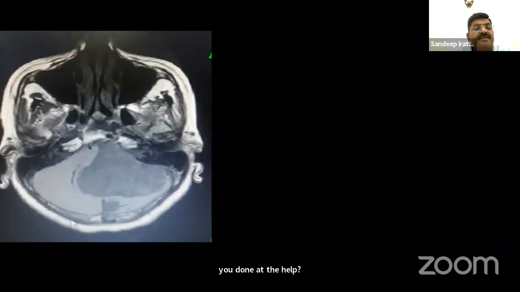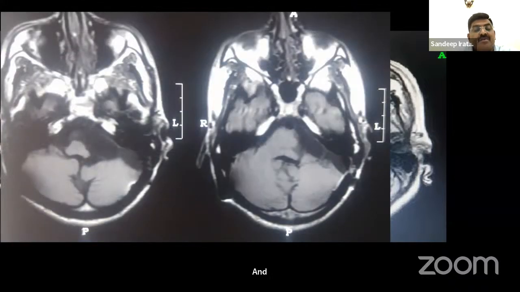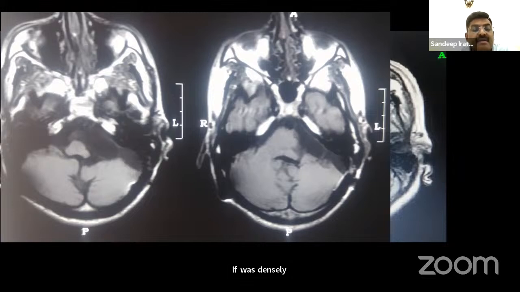And this is another patient, the large epidermoid tumor. Of course, this can be removed with the small craniotomy, but see the size of the tumor, and when I removed it, it was removed totally. But again, the capsule of the epidermoid was densely adherent to the brainstem.